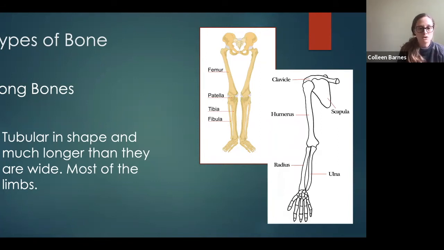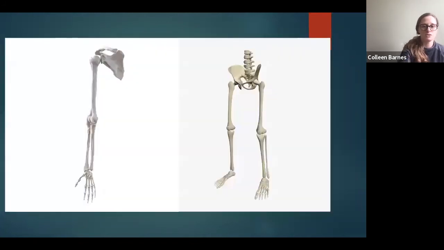So long bones are tubular in shape and much longer than they are wide. And this is most of the limbs of the body. Pretty self-explanatory. So I'm just going to give you a second to label these for yourself.